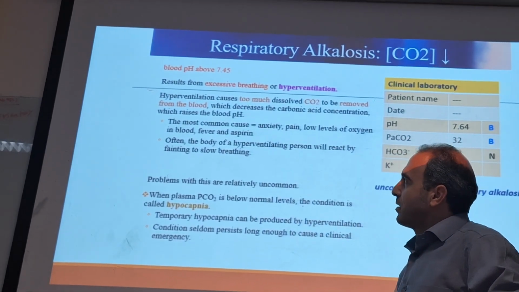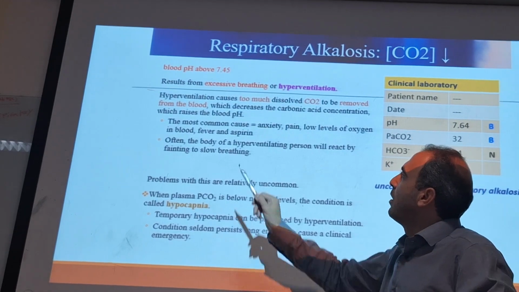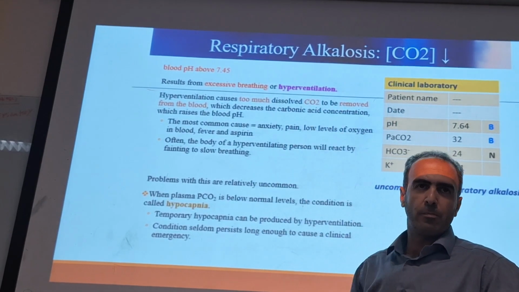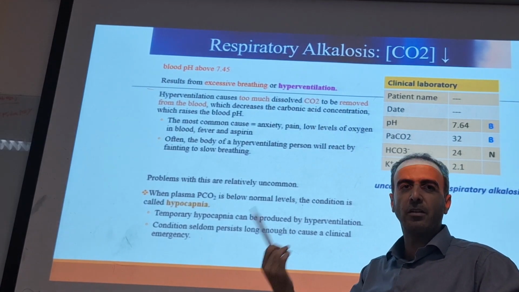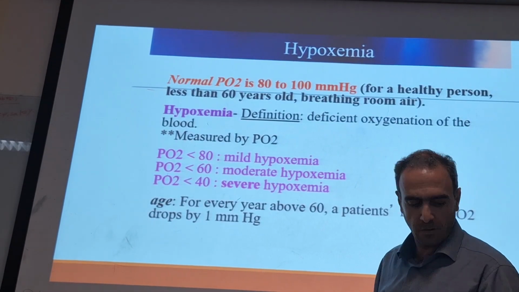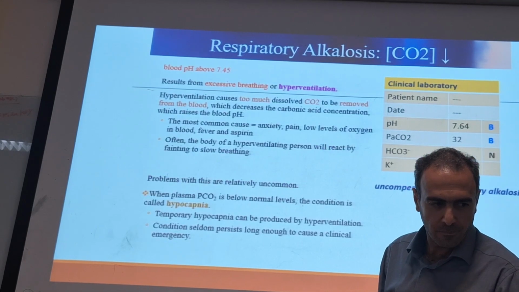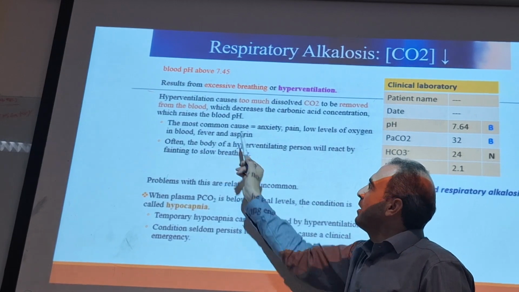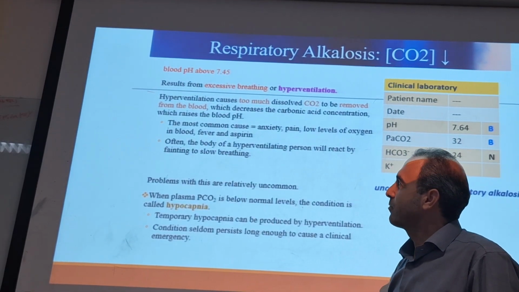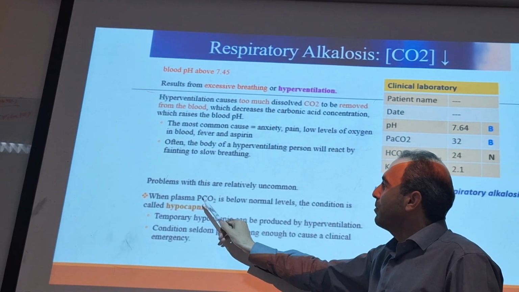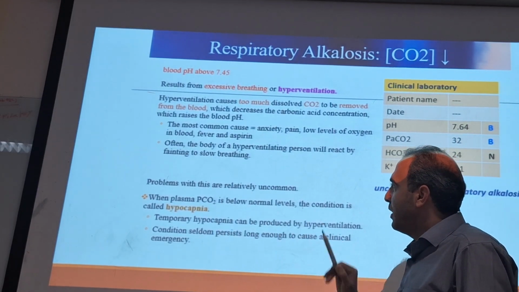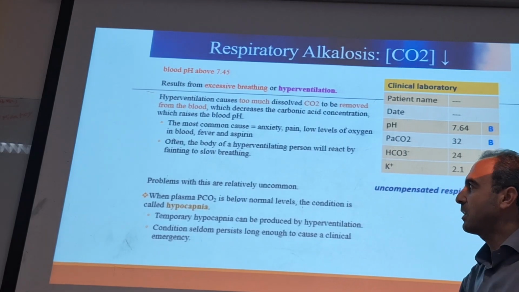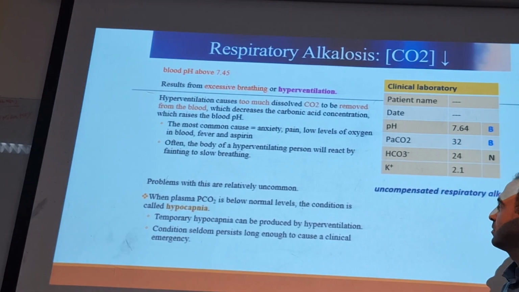Low level of oxygen in the blood. In the mountains, when the pressure of oxygen is low, the rate of breathing is also increased, and the rate of losing CO2 is increased. And fever and aspirin. Because PCO2 is below normal, the condition is known as hypocapnia. Hypocapnia means a decrease in CO2.